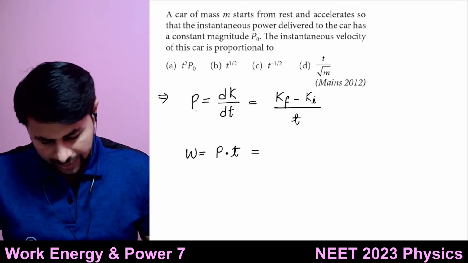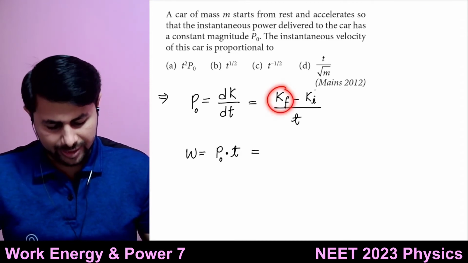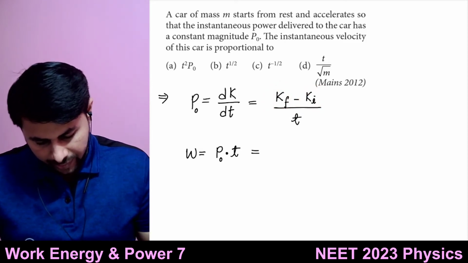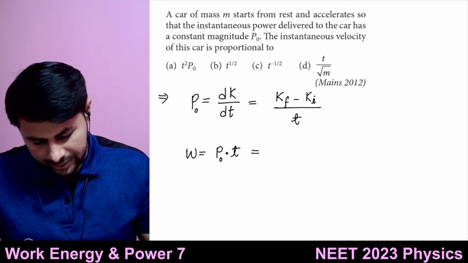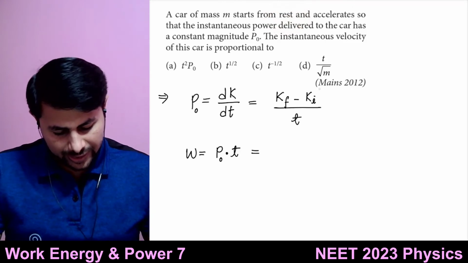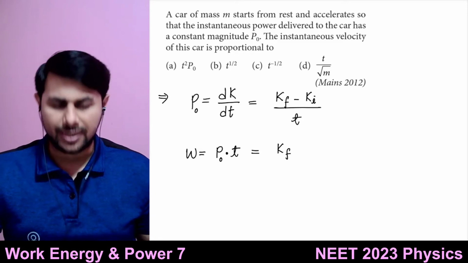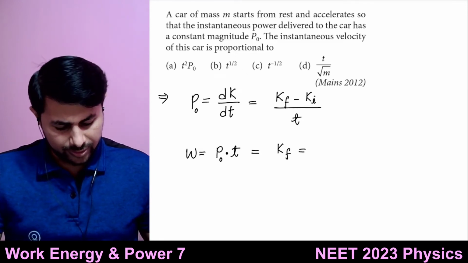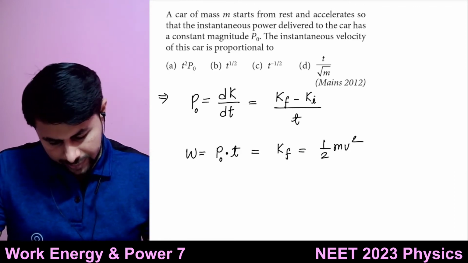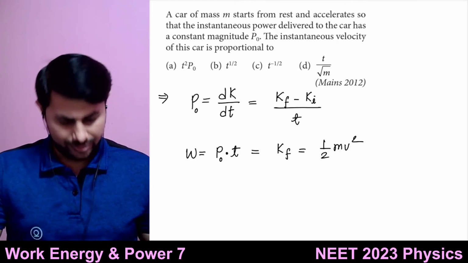Power is given to be P naught. So it is final kinetic energy minus initial kinetic energy. The car starts from rest, it's given. So initial kinetic energy is 0, and this is equal to final kinetic energy only. So this is half of m into v square. Now you want to find what velocity is proportional to.